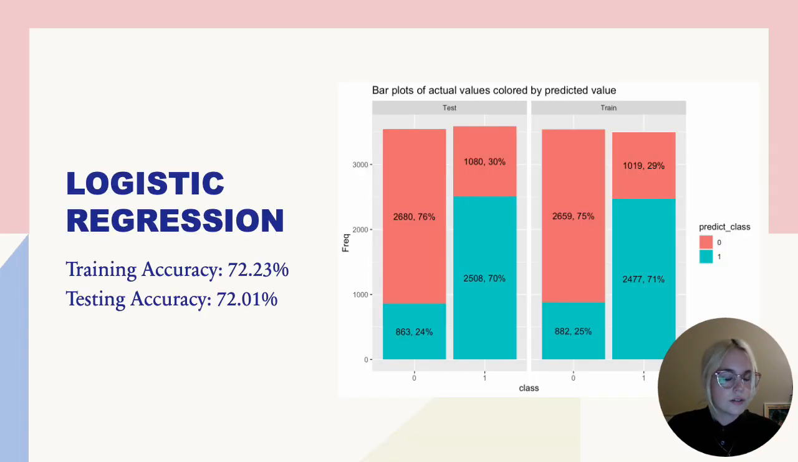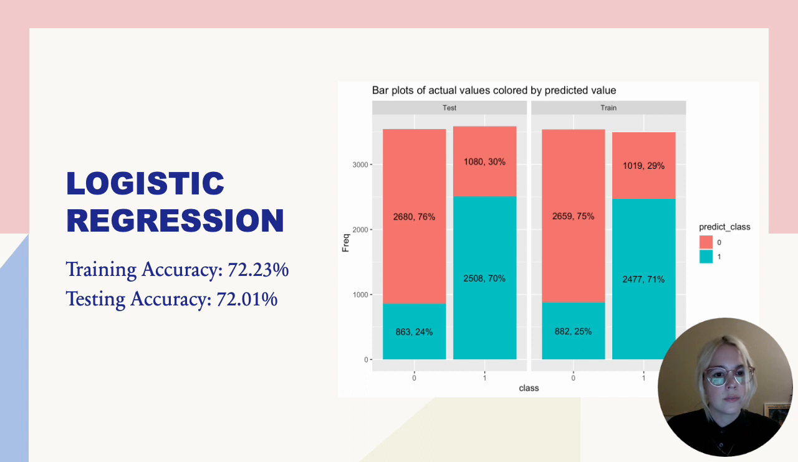So here are the results of the final logistic regression model. The accuracy for the training set was 72.23, and the testing accuracy was 72. They're pretty close, but testing was slightly lower, which is a good sign because if it were higher, then we would be overfitting.